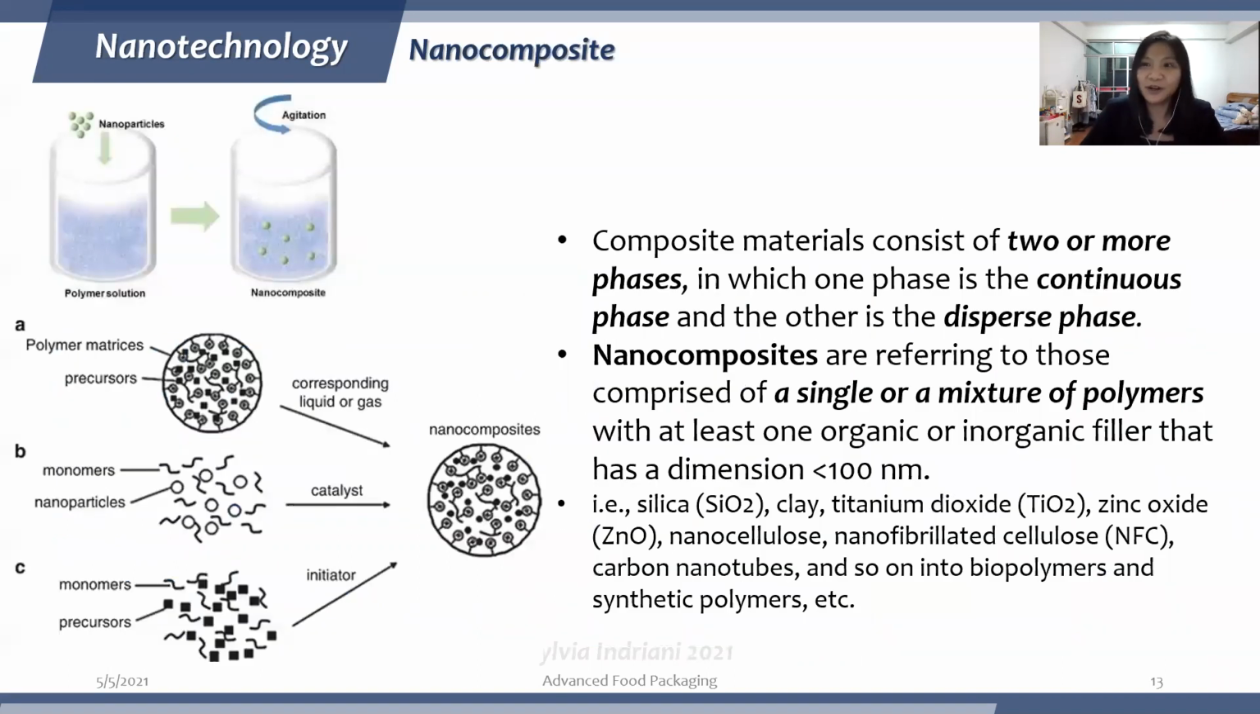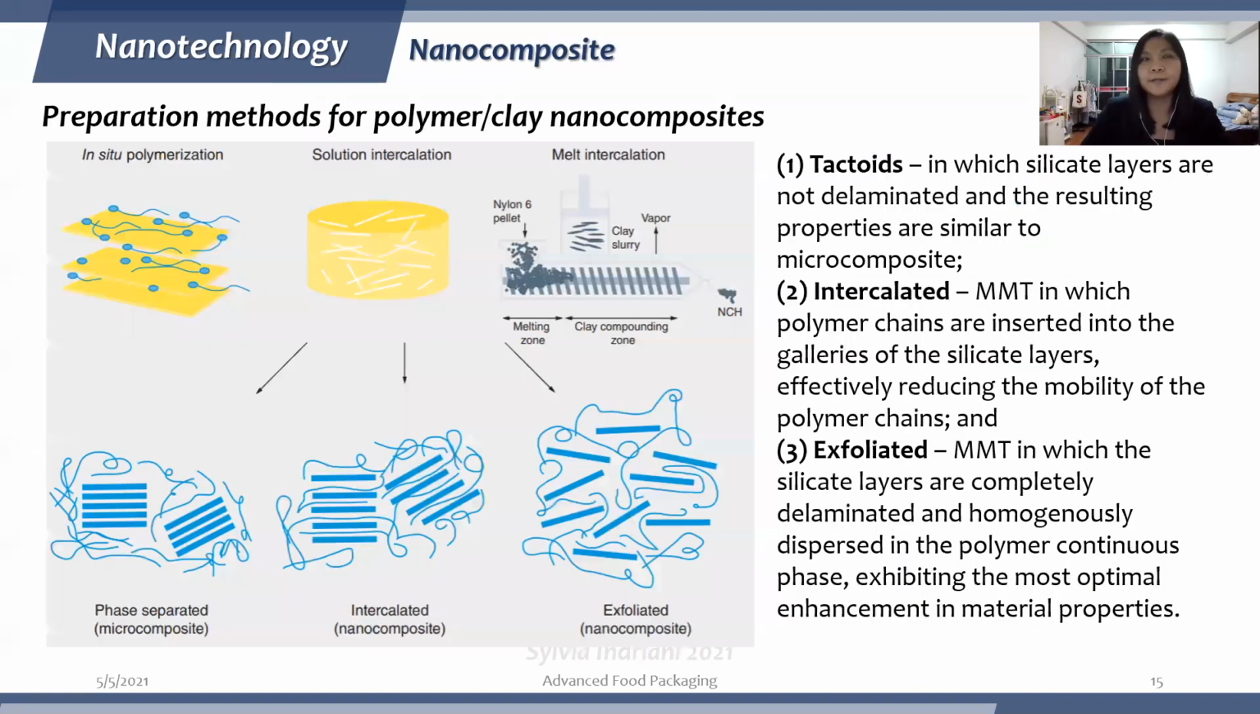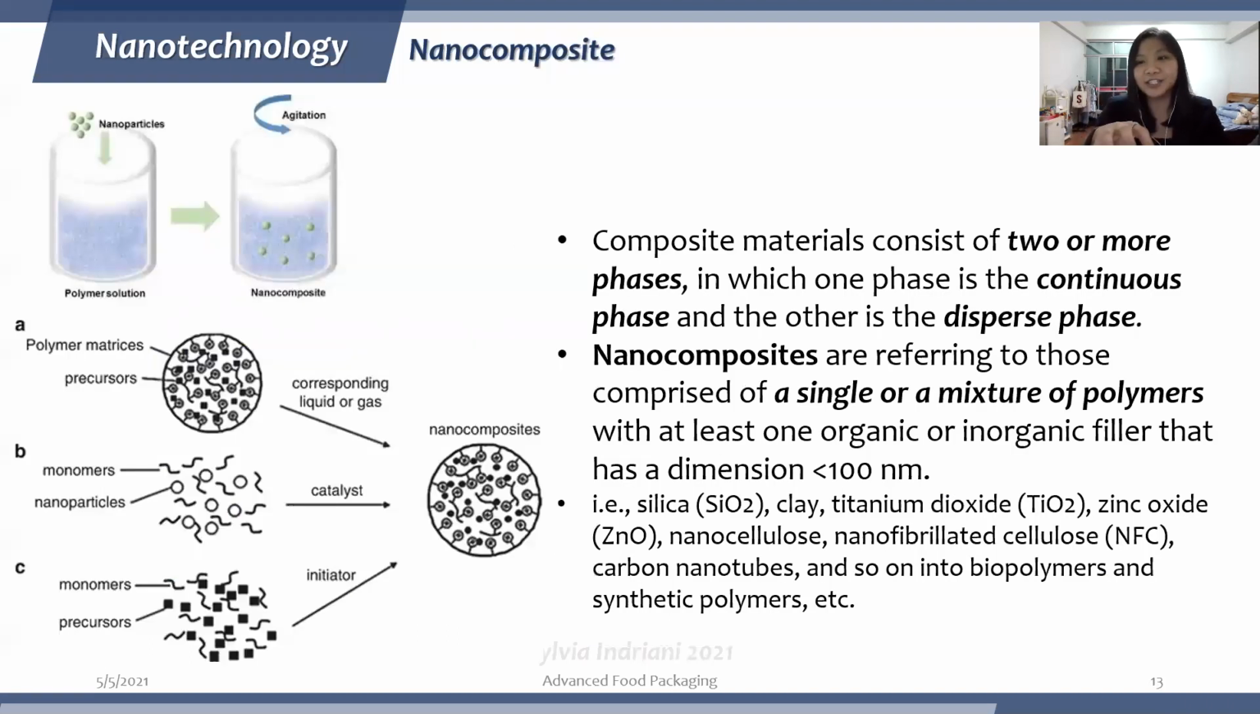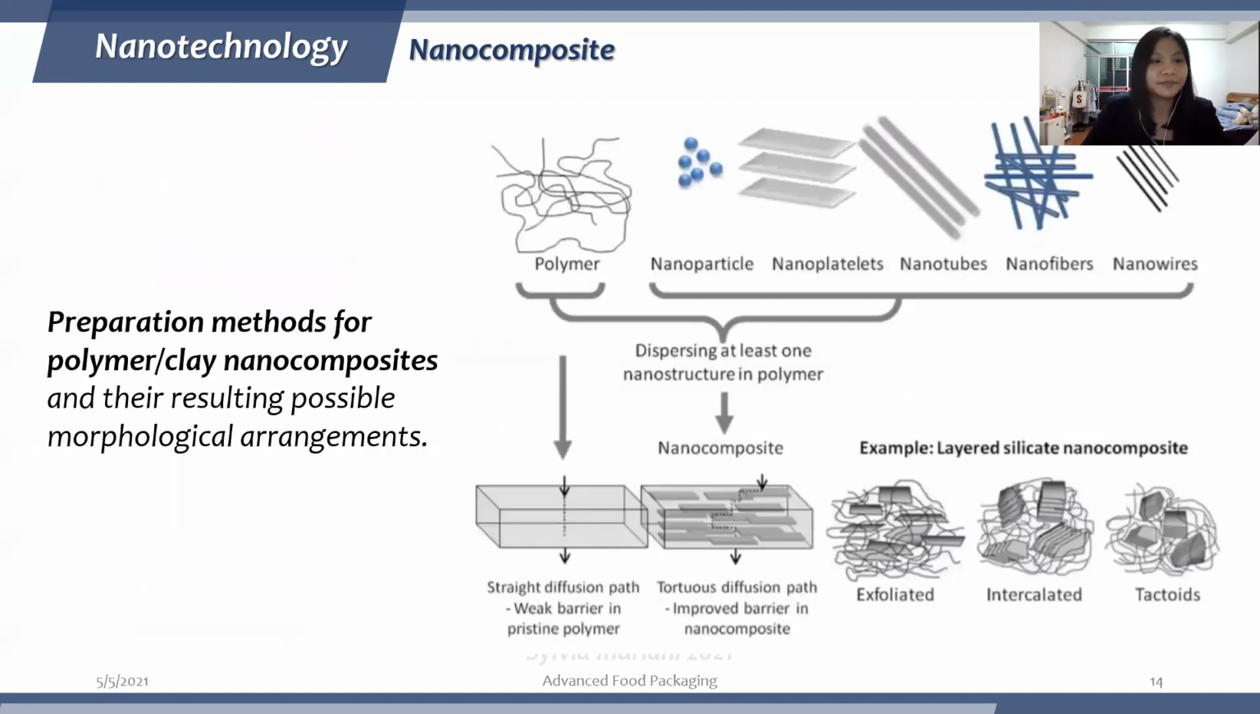Okay, moving on to nanocomposite. What is it? Nanocomposite has 3 dimensions and consists of at least 2 materials. It means we can combine at least 2 or more materials with less than 100 nanometers in size. It doesn't matter how many materials we incorporate, as long as we can maintain the size of the nanocomposite itself, not over 100 nanometers.